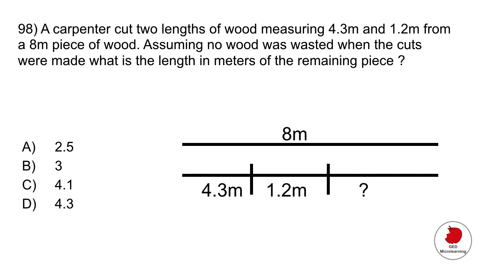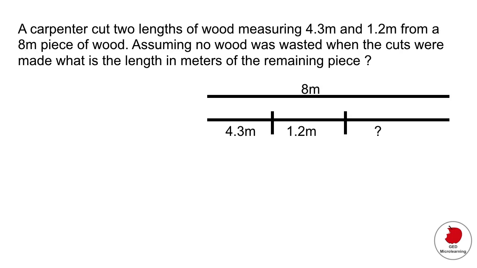A carpenter cut 2 lengths of wood measuring 4.3 meters and 1.2 meters from an 8-meter piece of wood. Assuming no wood was wasted when the cuts were made, what length in meters is the remaining piece? All right, so there on the top, you have the 8-meter piece of wood, and they're telling us that they cut one chunk to be 4.3, which you can see in the bottom line. The other chunk was 1.2, and then we have to find the remaining piece there on the right.